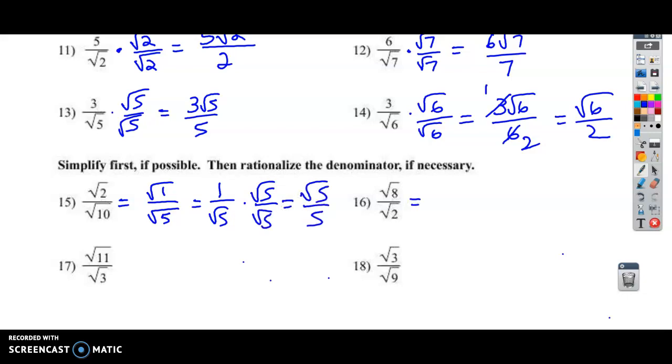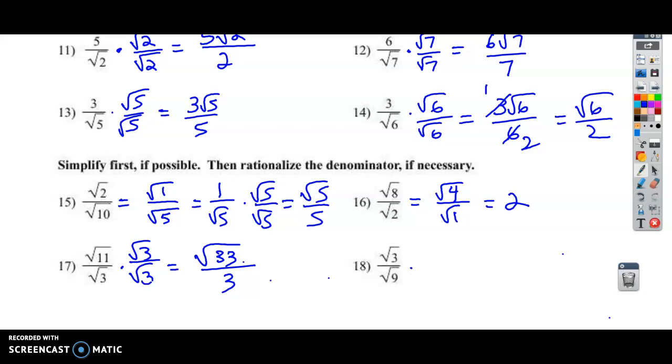This one can be simplified to the square root of 4 over the square root of 1, and that's just equal to square root of 4, which is 2. 3 doesn't go into 11, so I'm going to have to rationalize the denominator. So that's square root of, now 11 times 3 is 33, and the denominator is 3. Now 33 doesn't have any perfect square factors, so we're done.